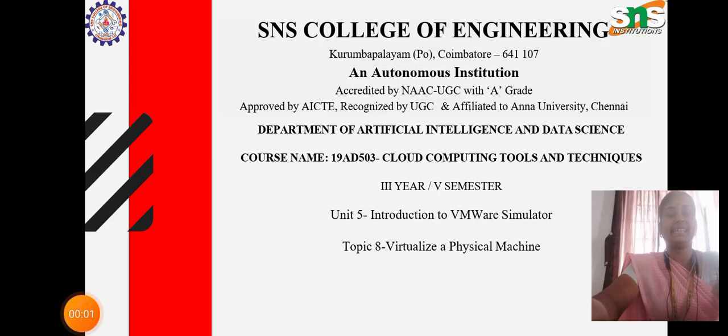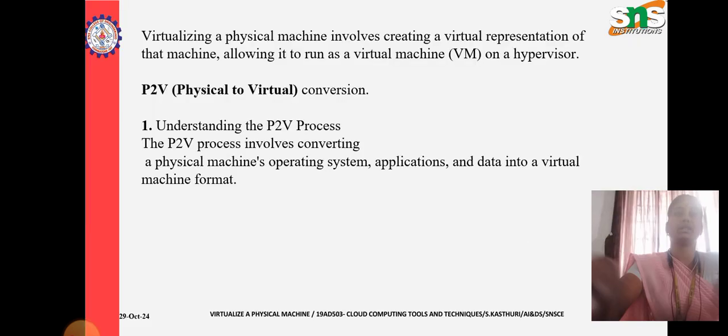Hello everyone. The next topic is virtualize a physical machine. So virtualizing a physical machine involves creating a virtual representation of that machine, allowing it to run as a virtual machine on a hypervisor. This process is often referred to as P2V, physical to virtual conversion. It is particularly useful for consolidating physical servers, improving disaster recovery options and simplifying management.